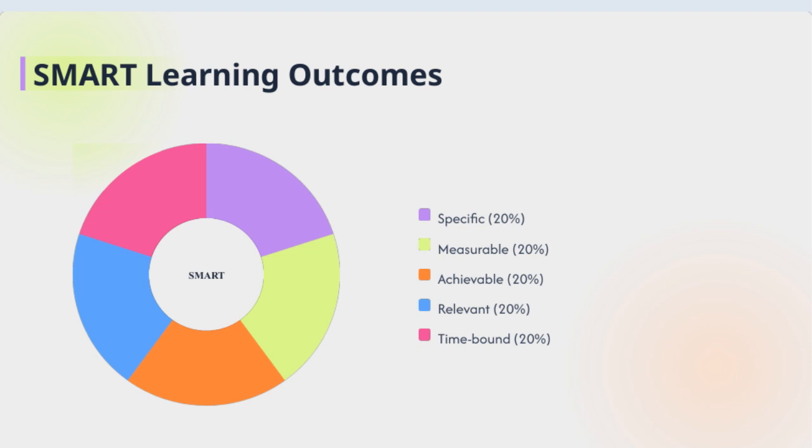And finally, specific, also 20%. The outcome needs to be clear and precise, so everyone understands exactly what is expected. Putting it all together, we call this the SMART framework, an acronym that helps us craft effective learning outcomes. By focusing on these 5 elements, time-bound, relevant, achievable, measurable, and specific, we ensure our goals are well-defined and attainable.